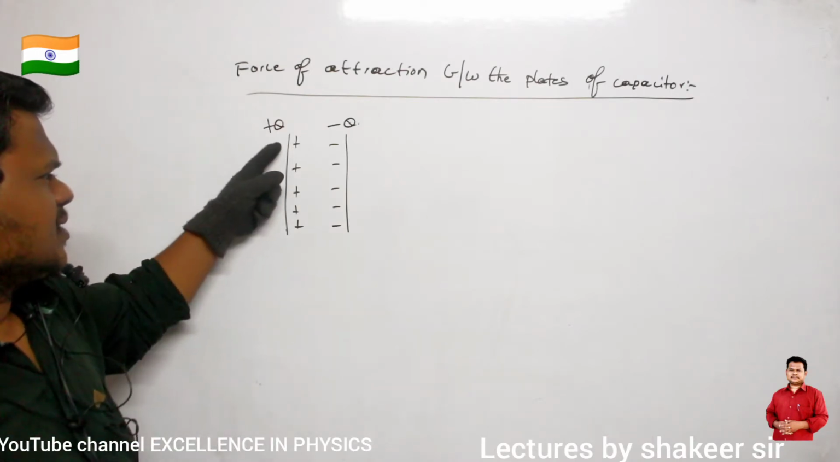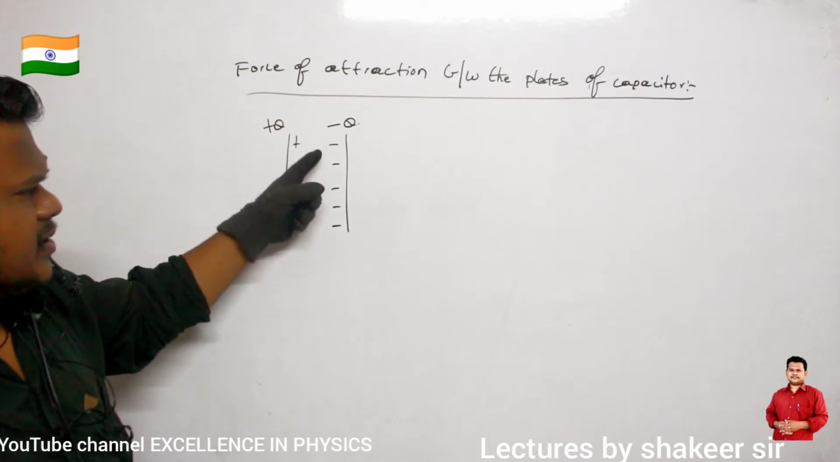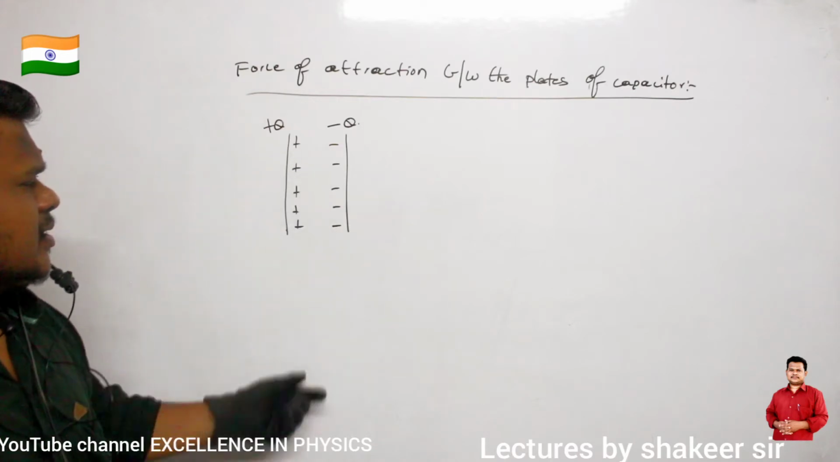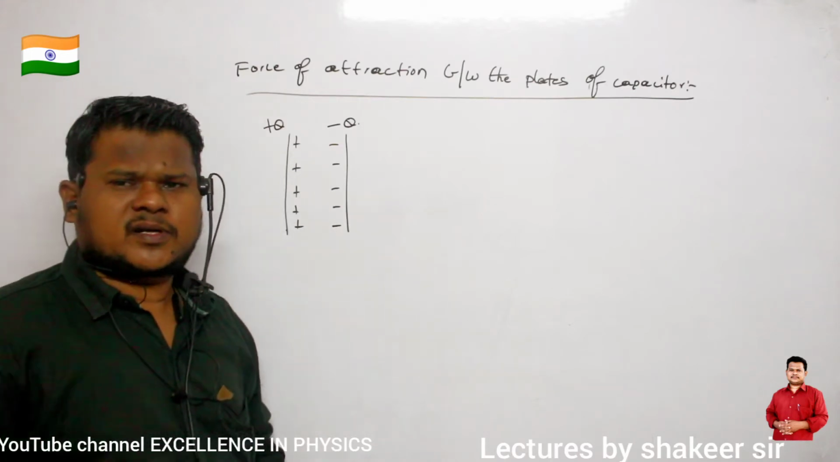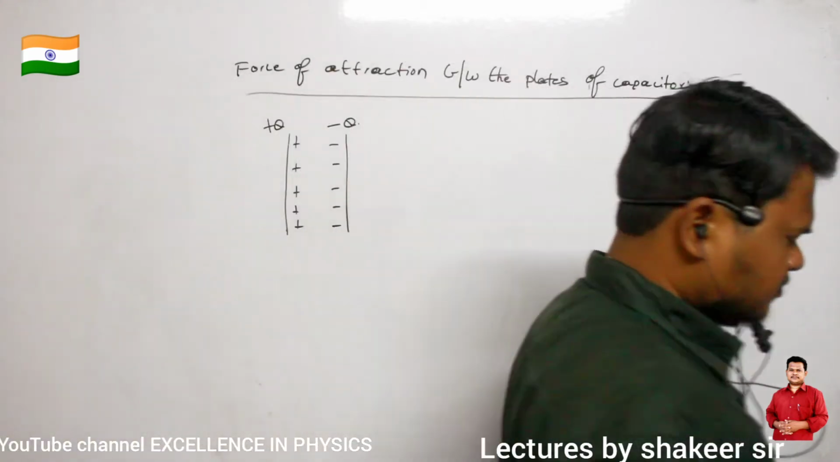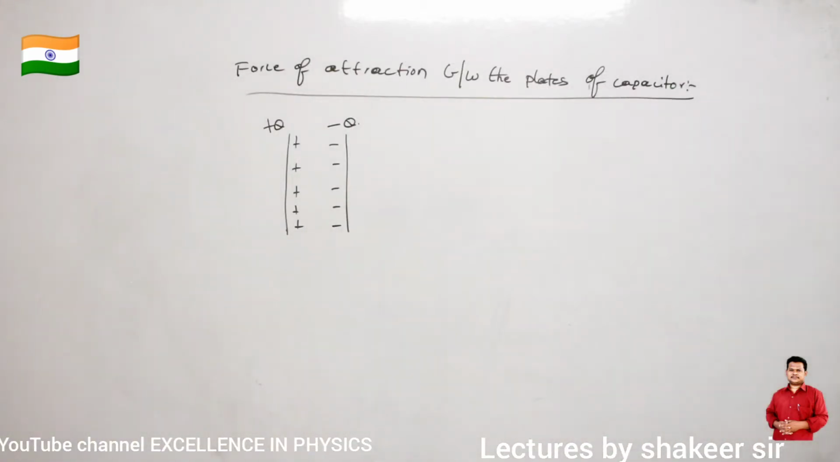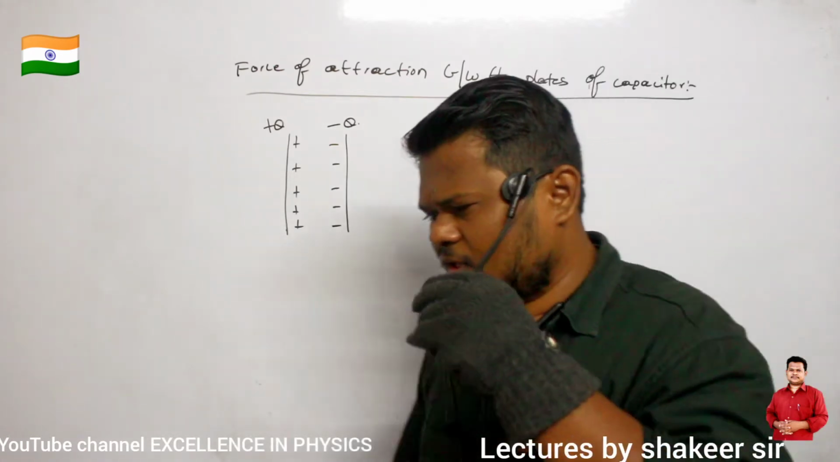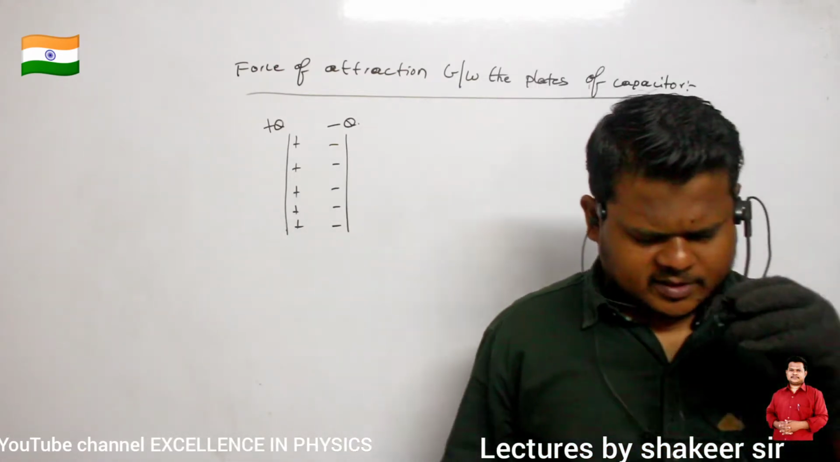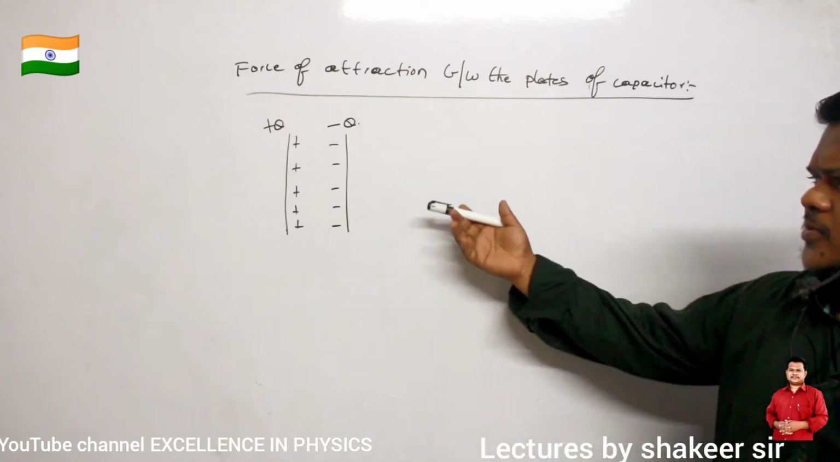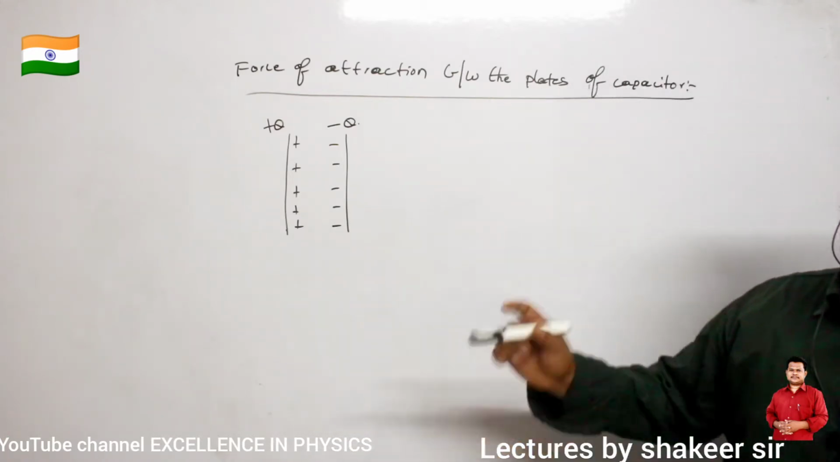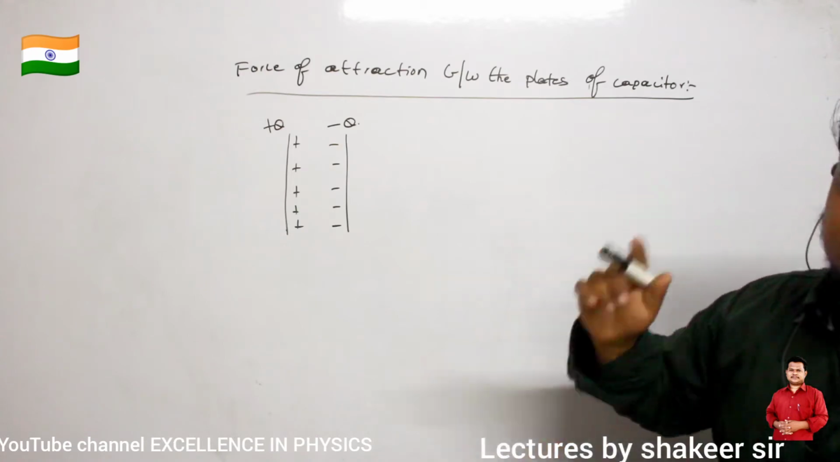Because this is a positively charged body and this is a negatively charged body, definitely a force of attraction will exist between them. Must it be present or not? Definitely the force of attraction must be present, because both are oppositely charged bodies. And that force of attraction I am supposed to calculate.